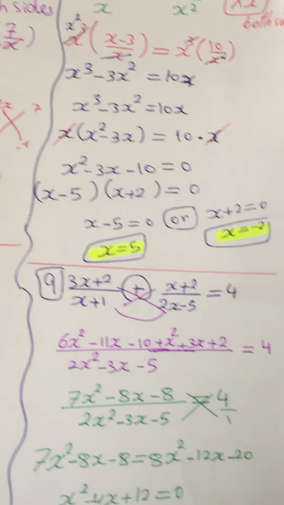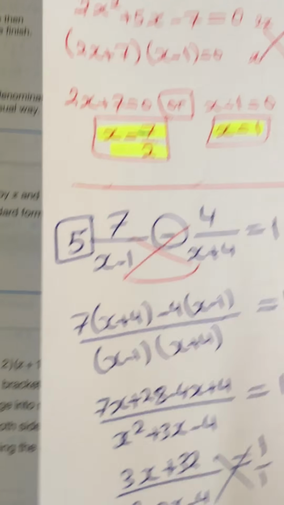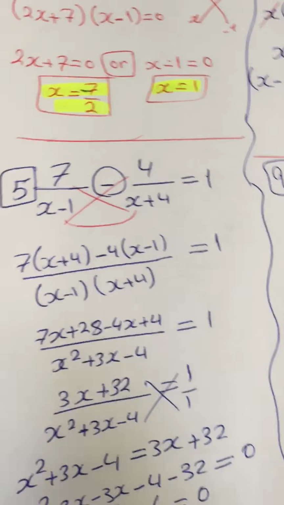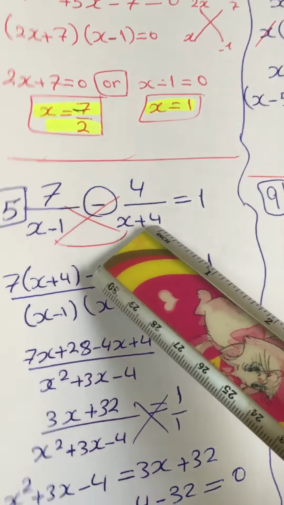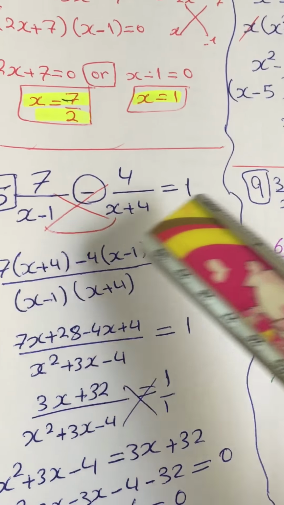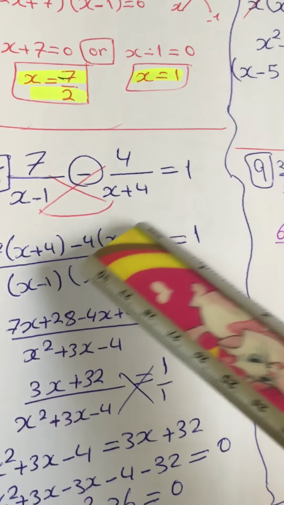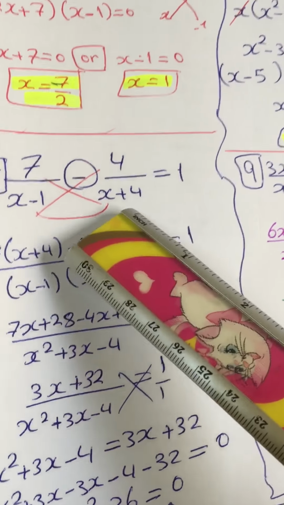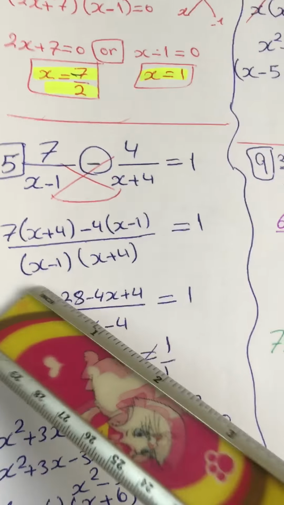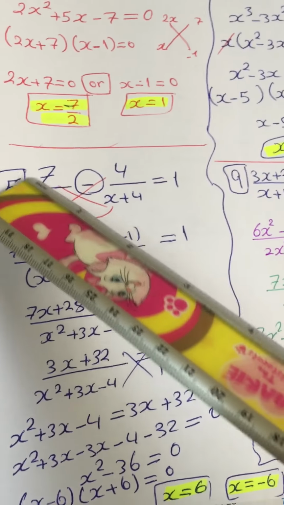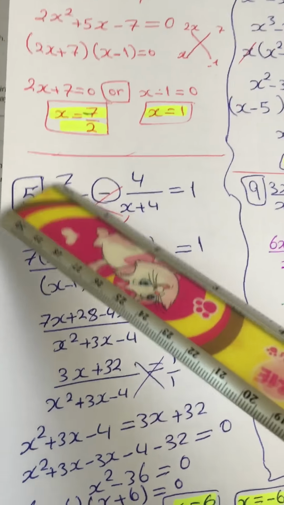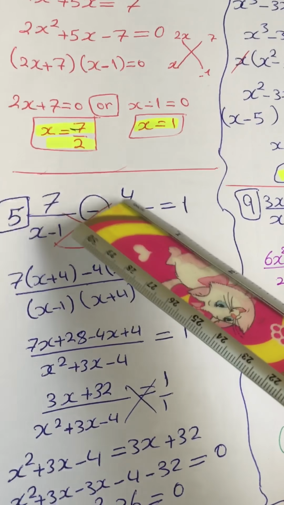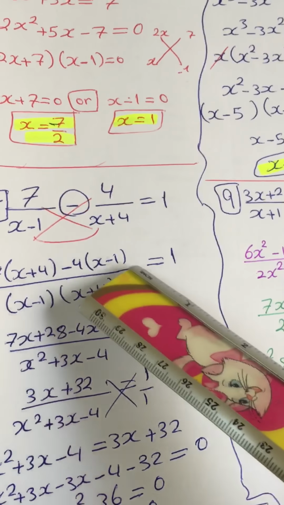Okay, I'll take number 5. I'm still in exercise 6 star, page 371, question number 5. I have two fractions, between them subtraction equal 1. I'll make my cross multiplication. So we have down common denominator x minus 1 times x plus 4. Put them between brackets and take cross in order from left because it's subtraction: 7 multiply open brackets x plus 4 minus 4 multiply x minus 1.